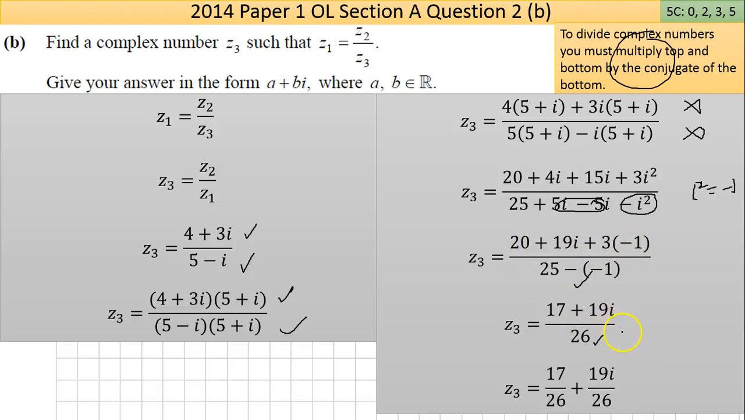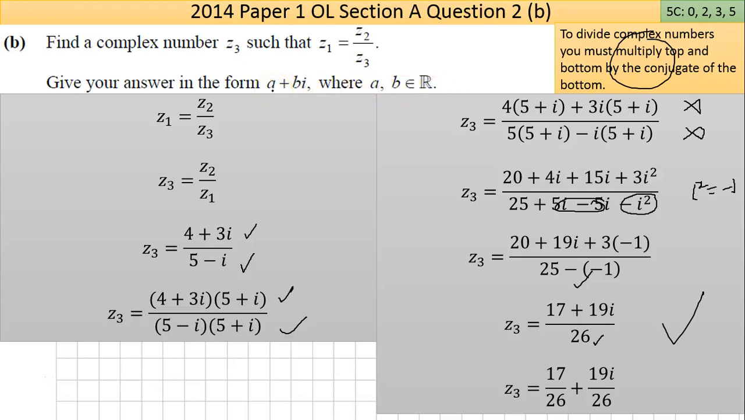Now they wanted the answer in the form a plus bi, so that's my answer here, but that's in the form of a plus bi all divided by c. They say a and b can be real numbers. It means they can be fractions. It can be any number.